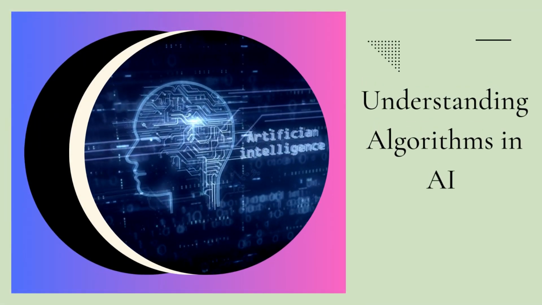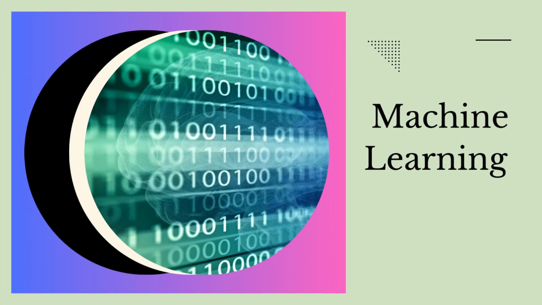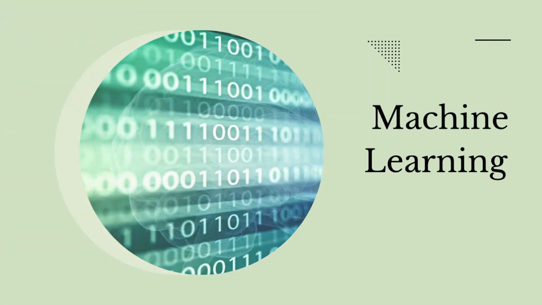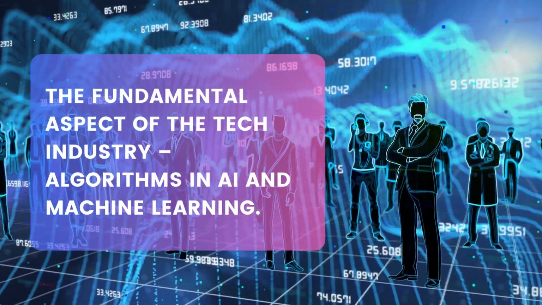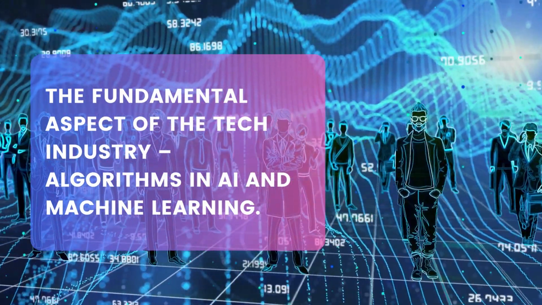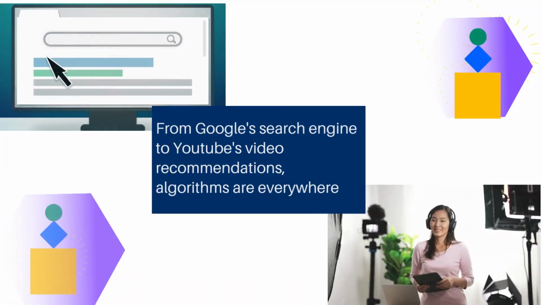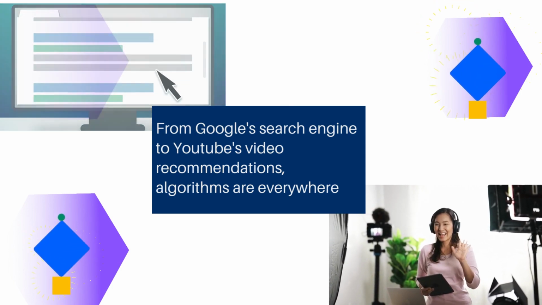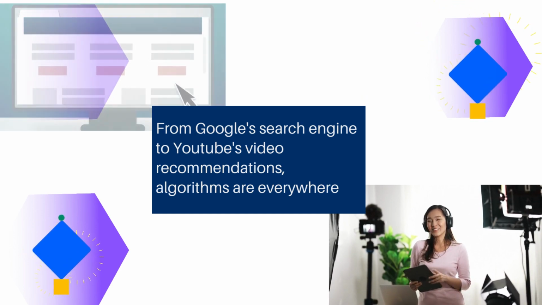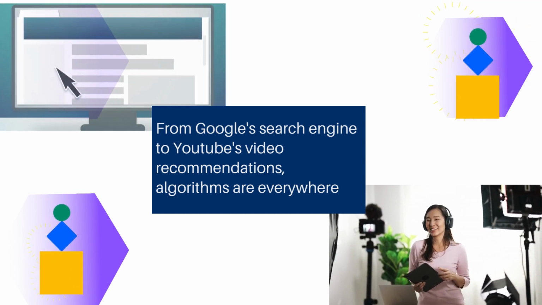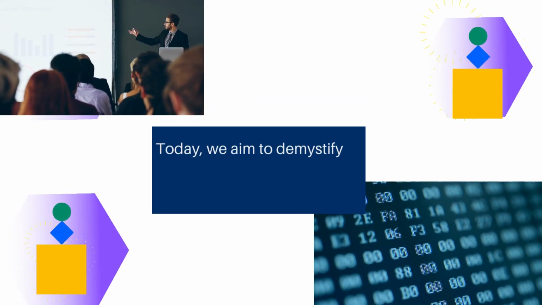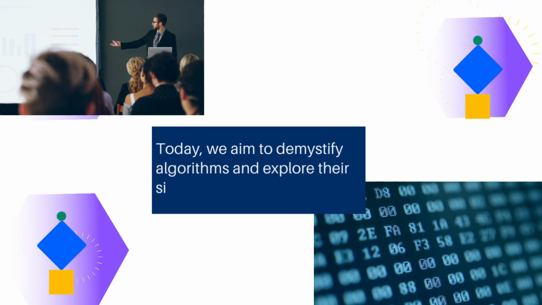Today, we're diving deep into the world of AI and machine learning to understand the backbone of these technologies: algorithms. In this video, we'll be shedding light on a fundamental aspect of the tech industry: algorithms in AI and machine learning. From Google's search engine to YouTube's video recommendations, algorithms are everywhere, shaping our digital lives. Yet, they remain enigmatic to many. Today, we aim to demystify algorithms and explore their significance.